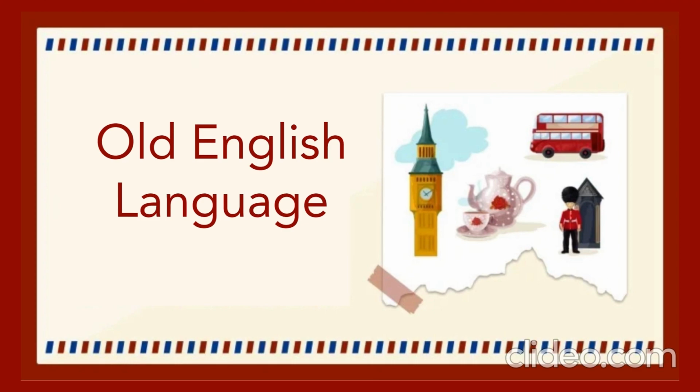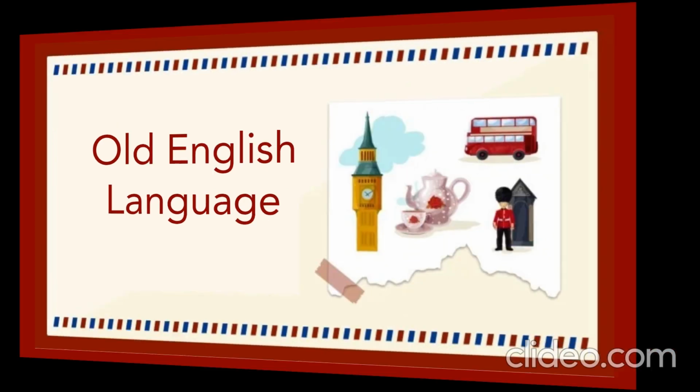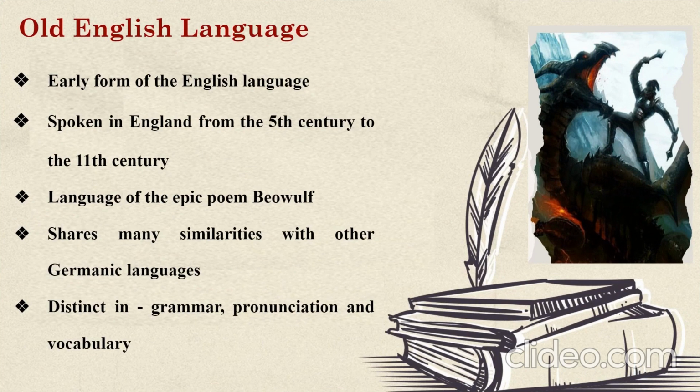Without the Old English language, English wouldn't have survived. Old English, also known as Anglo-Saxon, is an early form of the English language that was spoken in England from the 5th century to the 11th century. It is the language of an epic poem, Beowulf, as well as many other important works of literature from the period. Old English is a Germanic language and it shares many similarities with other Germanic languages such as German, Dutch, and Scandinavian languages. However, Old English is also distinct in many ways, with a unique grammar, pronunciation, and vocabulary.